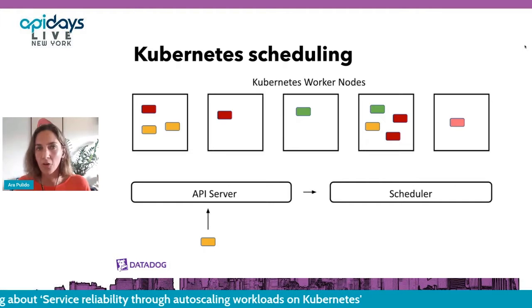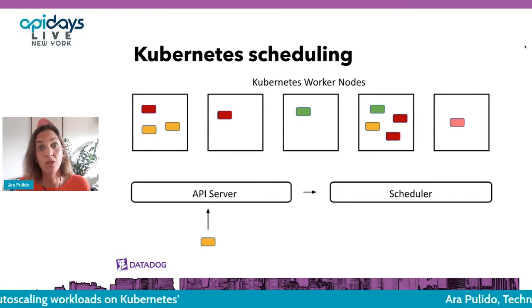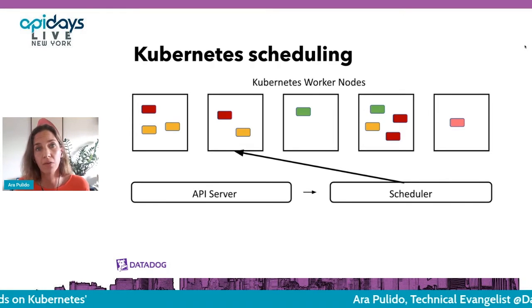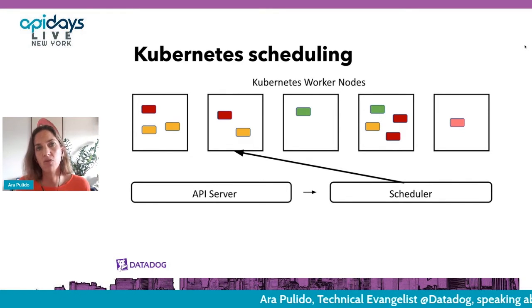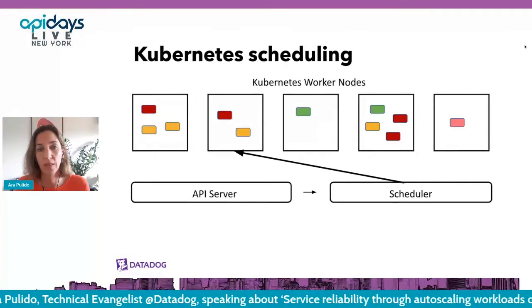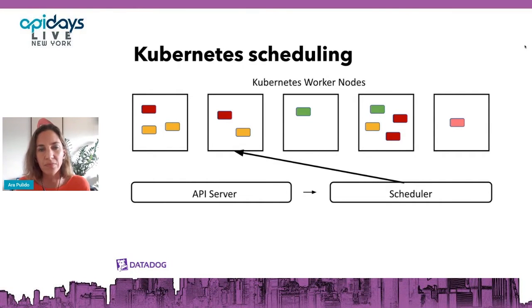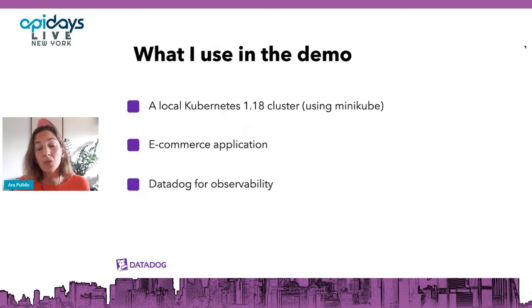This is very high level. There are a lot of things that happen in between, but more or less, once you have that description, there is another component called the scheduler that, based on that description of your pod, is going to pick which node to deploy that pod to. Like, what is the best match for this particular pod? Cool. So I'm going to be running a demo to explain some of this concept.